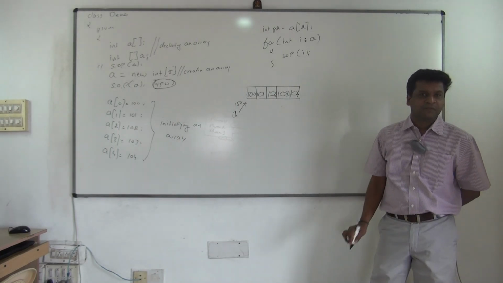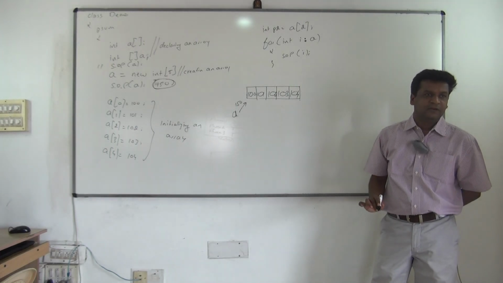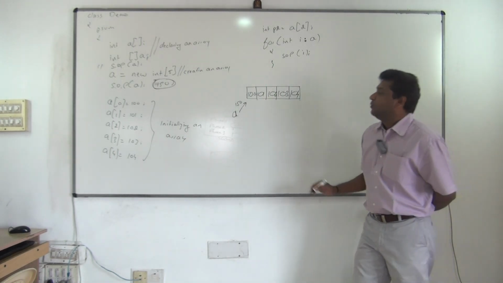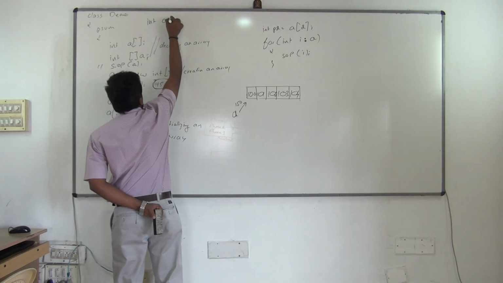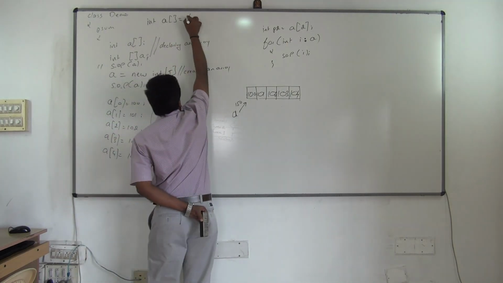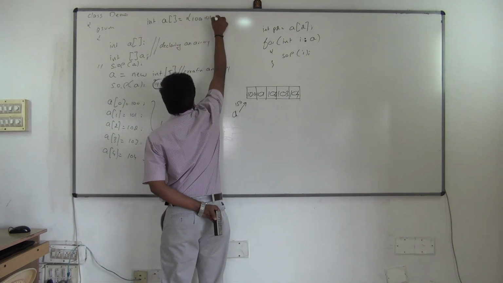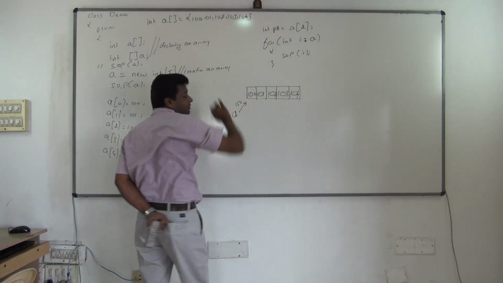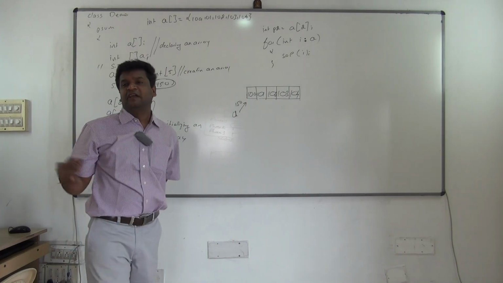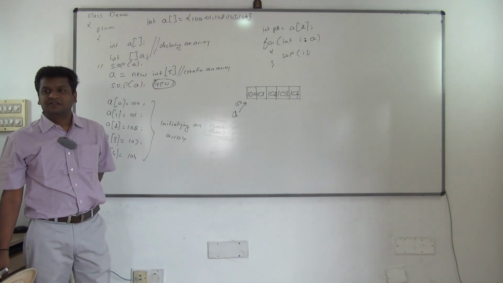So this is how it works now. Are you clear till here? Do you have any questions? Okay. One more way how you can create an array is directly like this. Int A is equal to 100, 101, 102, 103, 104. This way also you can create. So here declaring, creating and initializing will happen in a single line.